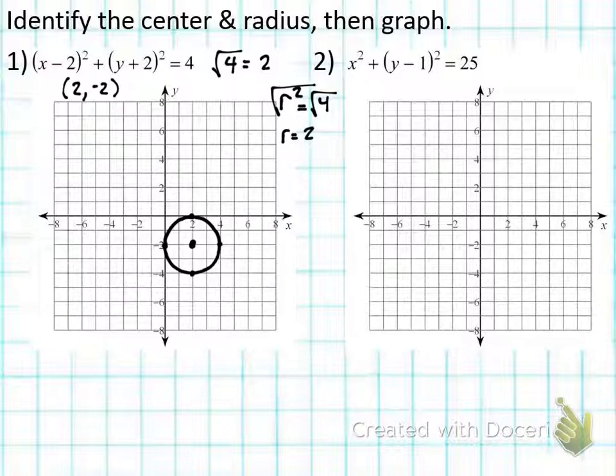Yes, sir. How did you get the center? Like, why is it 2 and negative 2? Because right here, h and k is your center points. 2, negative 2. Remember h, k? This is the standard form. How did we get negative 2 from 2?